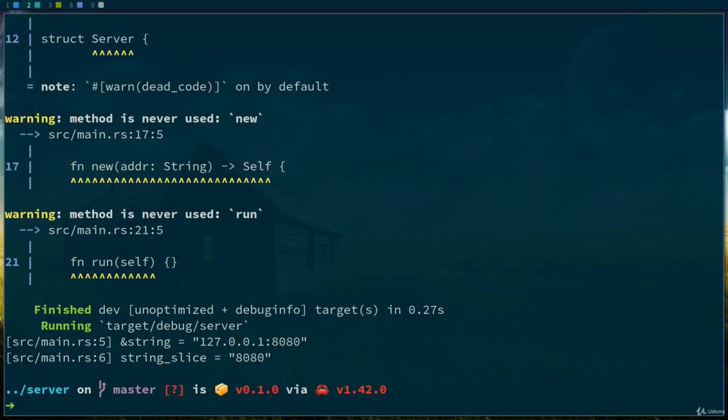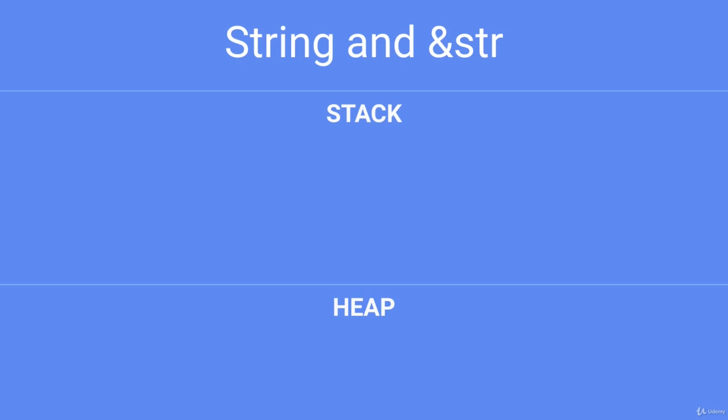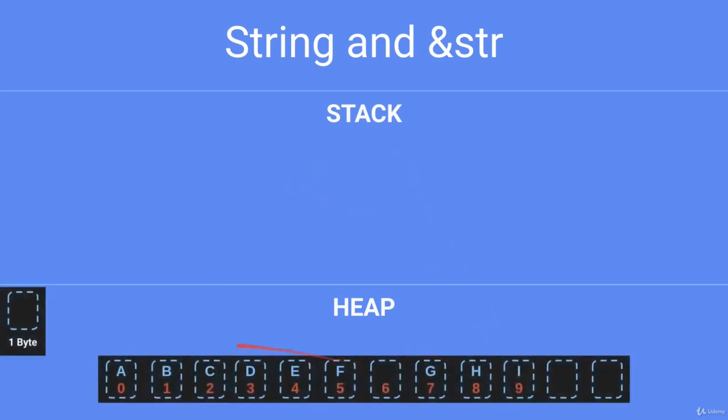Let's explore the memory layout of these two types of strings. Here we see that we have our stack and we have our heap. Let's imagine that we have allocated some string on the heap. The size of one of these boxes is 1 byte, just for reference. The number at the bottom is the index in the string, and the value at the top is the actual character that we have stored.